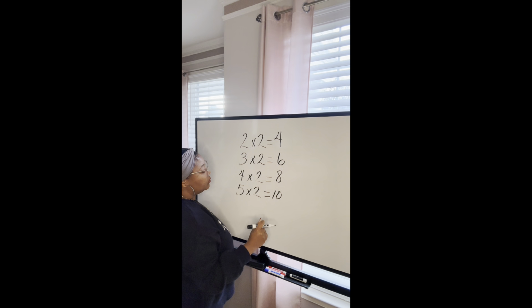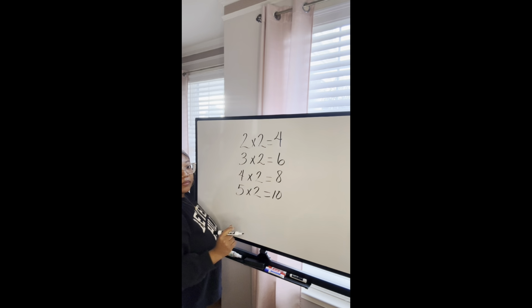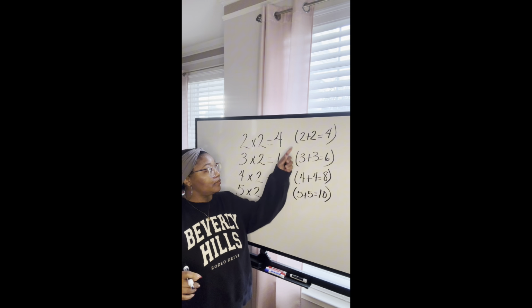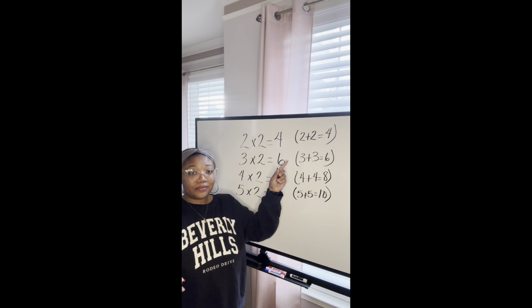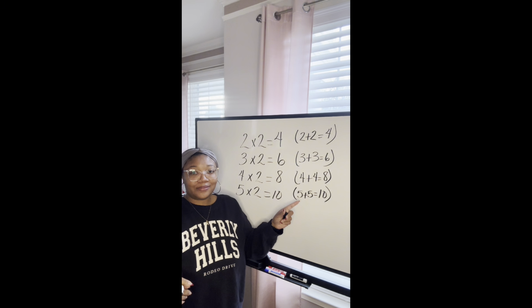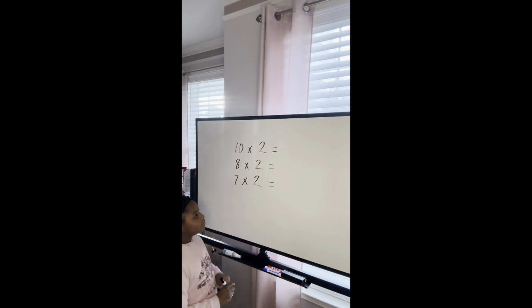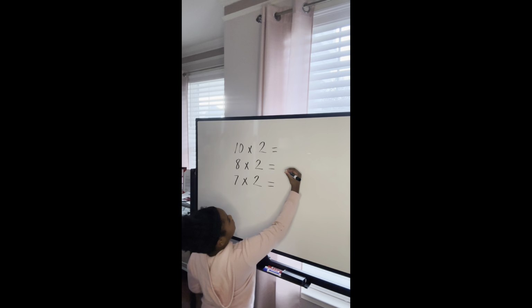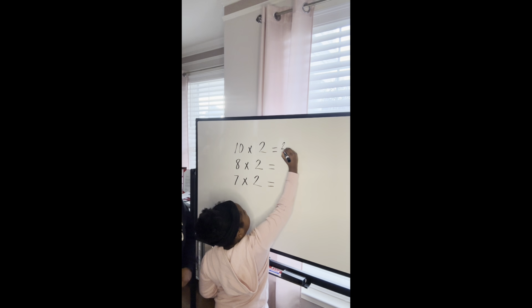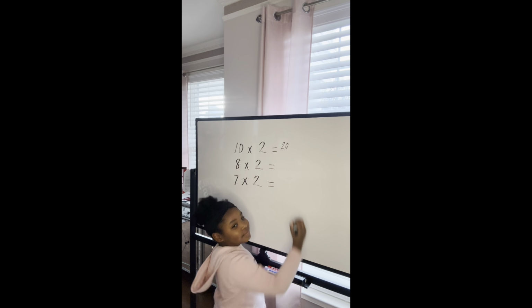All we're doing is simply just adding that first number. We're just doubling it. So look at this here. 2 plus 2 is 4. 3 plus 3 is 6. 4 plus 4 is 8. And 5 plus 5 is 10. Now let's have Miss MK complete these examples on the board.